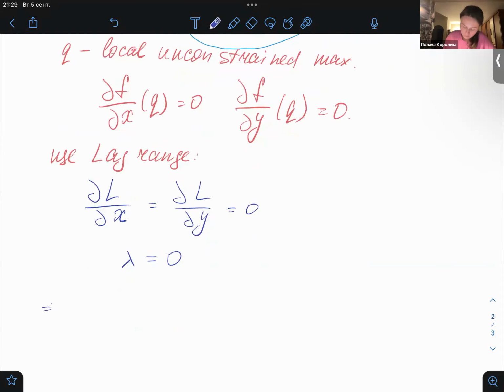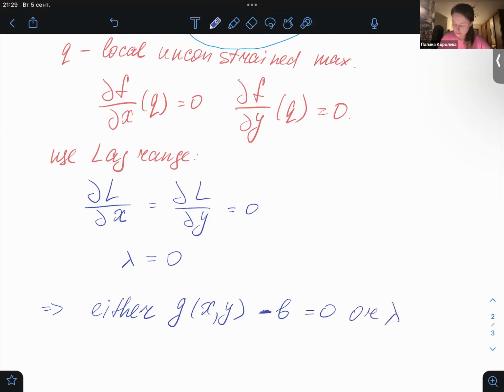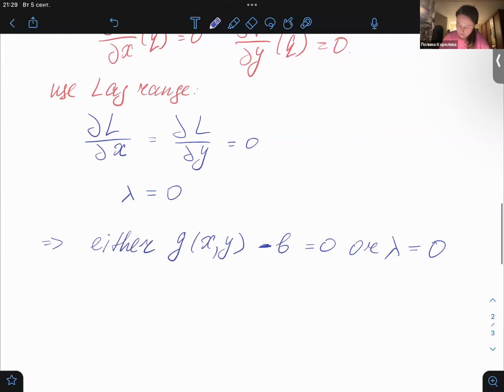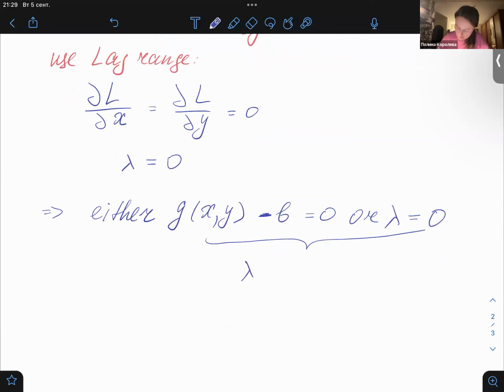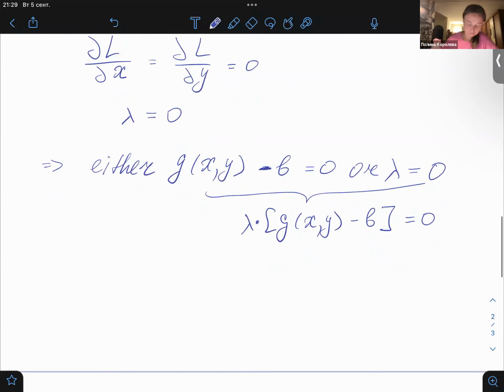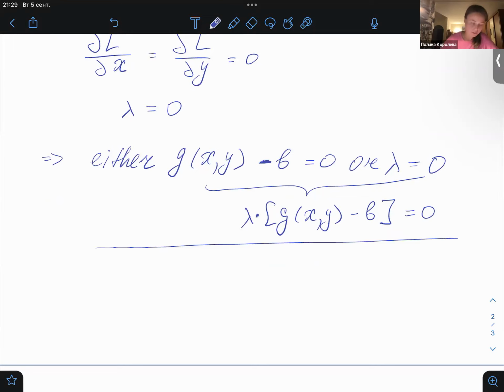So we conclude that either our constraint is binding, or the Lagrange multiplier equals 0. And we can write it like lambda multiplied by (the constraint function) minus b should be equal to 0. And this equation will be equal to 0 if the Lagrange multiplier equals 0, or if we're on the boundary. So we can write it down.